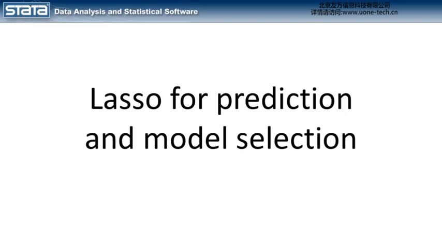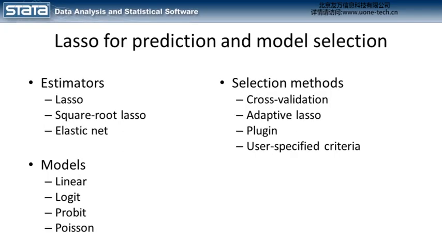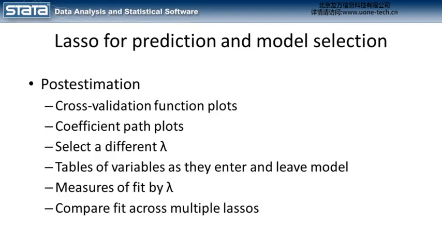Today I'd like to show you another new feature in Stata 16, Lasso for prediction and model selection. Lasso for prediction and model selection includes three estimators: lasso, square root lasso, and elastic net. You can fit linear, logit, probit, and Poisson models using cross-validation, adaptive lasso, plugins, and other user-specified criteria. After you fit a lasso model, you can create cross-validation function plots, coefficient path plots, select a different lambda, create tables of variables as they enter and leave a model, tabulate measures of fit by lambda, and compare fit across multiple lassos.